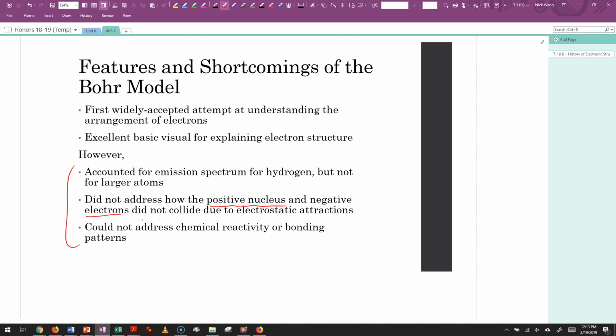And then finally, it didn't really address chemical reactivity. So even though you have electrons being arranged in a certain way, the pattern didn't really help us understand why certain things bonded to other atoms, so why one set of electrons will be transferred or whatnot in certain bonding patterns.